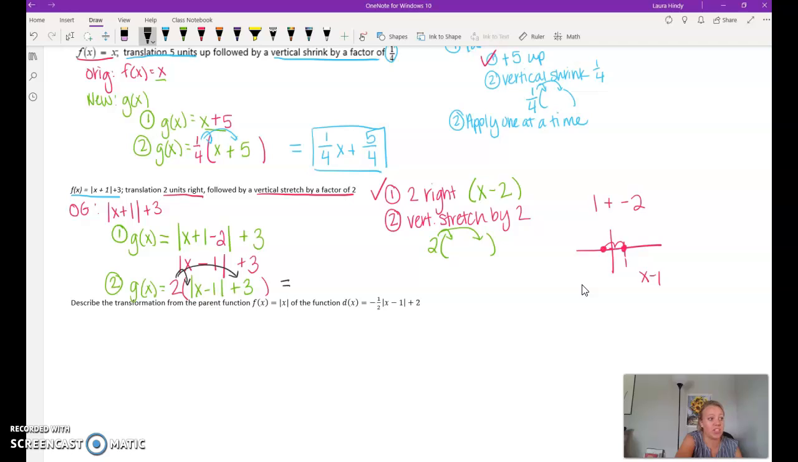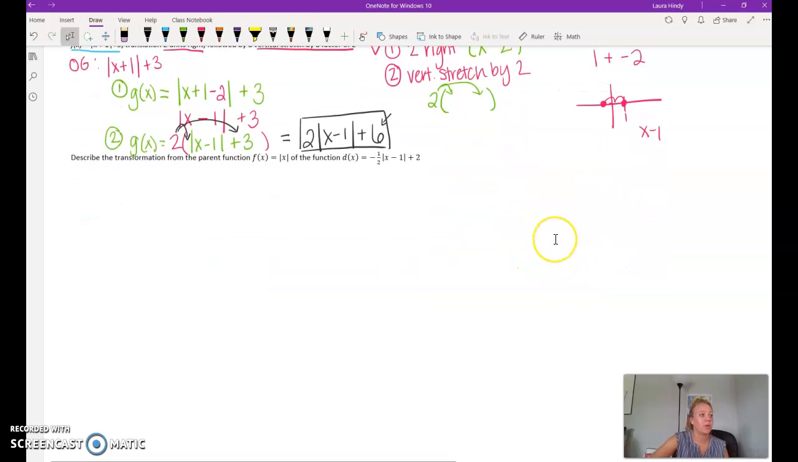So watch my new equation. It's going to be 2 on the outside times the absolute value of x minus 1. Notice I did not even touch the inside. And 2 times 3 is 6. So this last number is also going to change. Be extra careful and make sure you hit both of them.